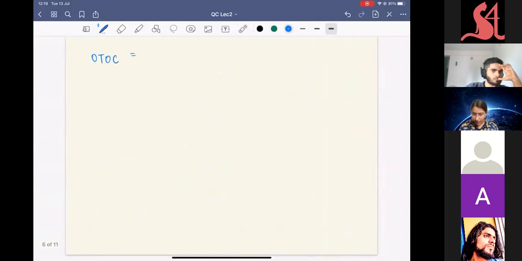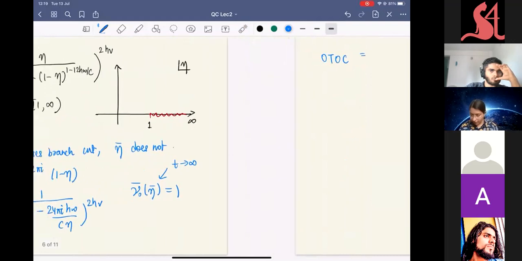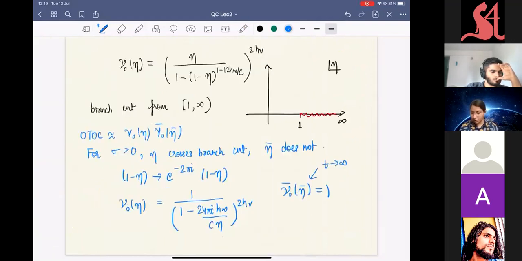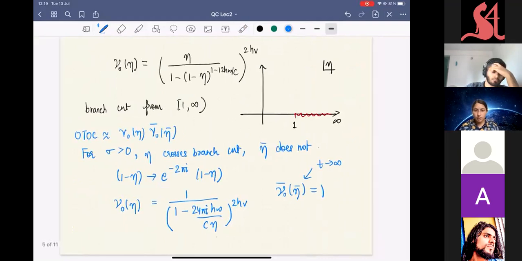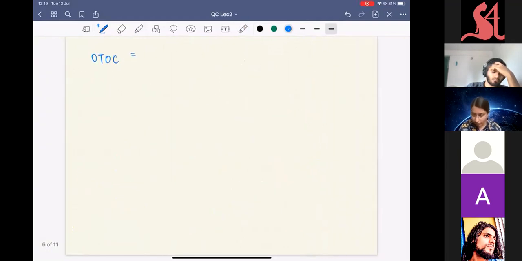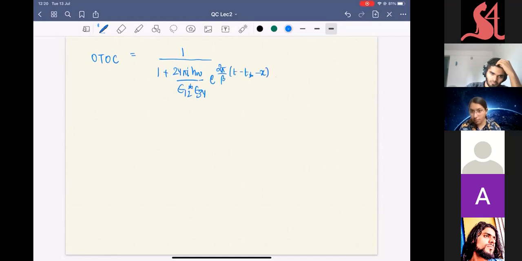Right. Then the out of time order correlator becomes the following after we substitute the cross ratio here. We get for the out of time order correlator just 1 divided by 1 plus 24 pi i. Here t star is the scrambling time.